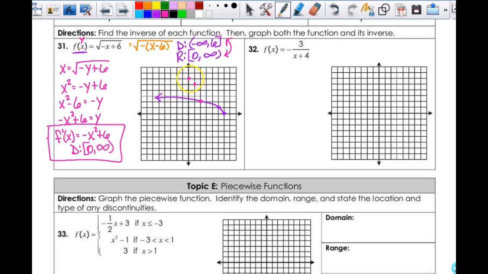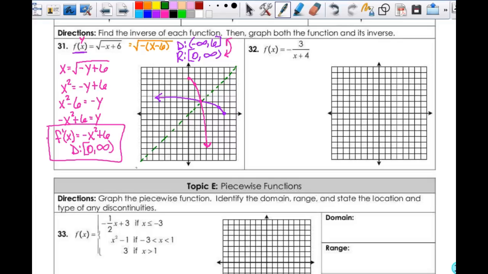And then this is my inverse, okay? And remember, the inverses are reflections in the line y equals x, and so that's what it should look like. They should look like reflections of each other when you're done.